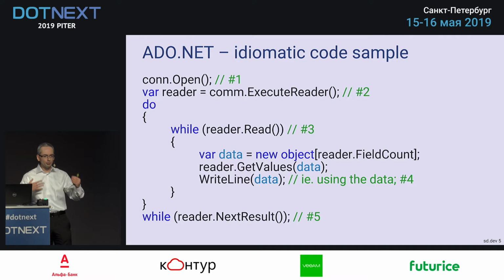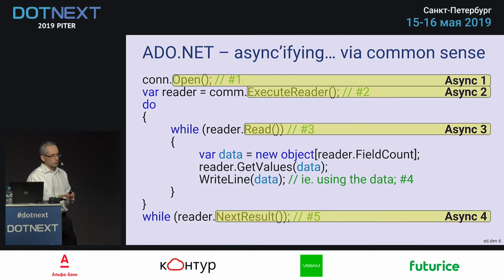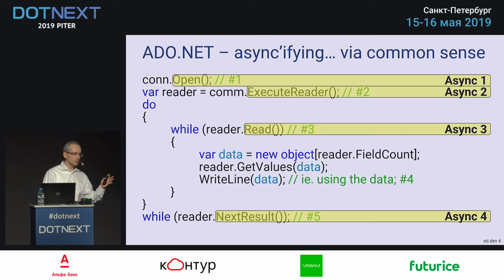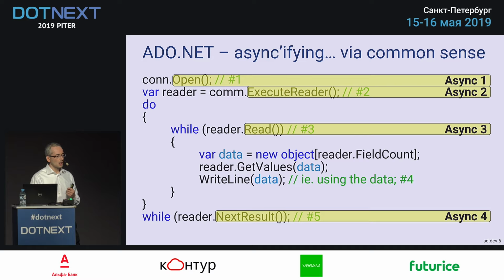So it's a very simple sort of five-step process that I'm sure you're all familiar with. Now that we've seen this idiomatic code sample, let's just try to asyncify it, or add async to it. How hard can that be? There are four common areas where we can employ async, because there are suitable methods available in ADO.NET that end with Async. You see those four on your screens, async 1, 2, 3, and 4.